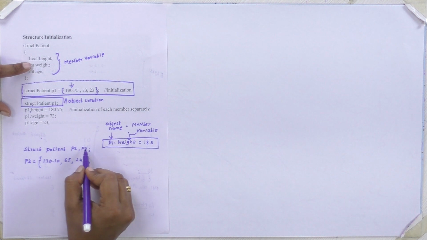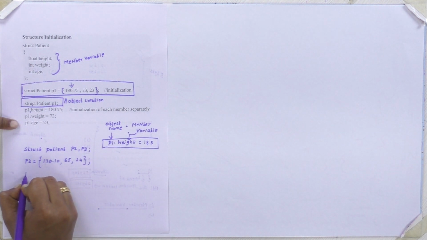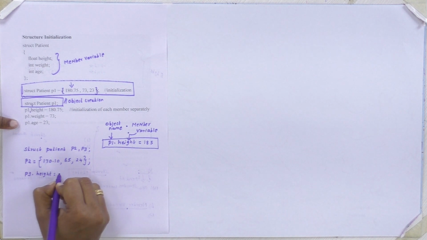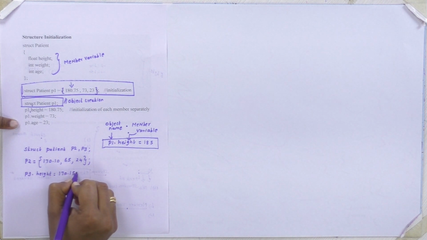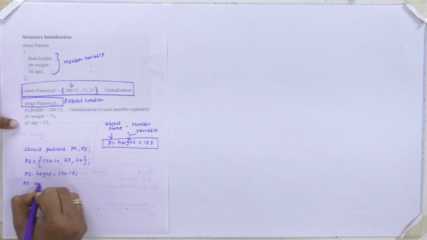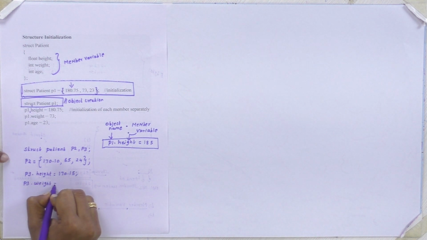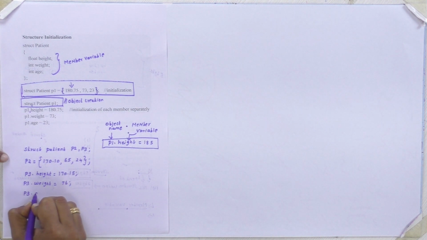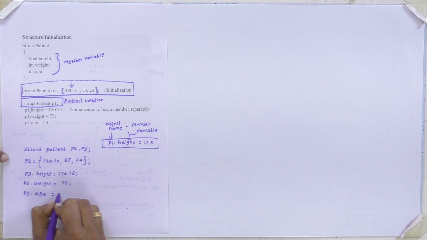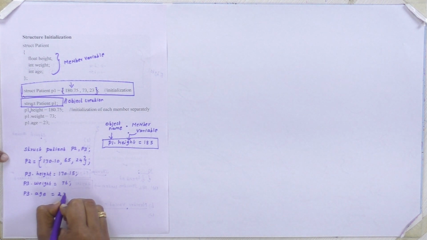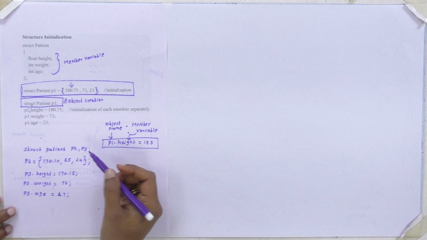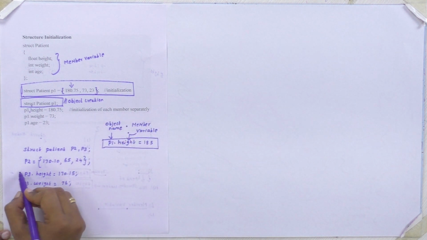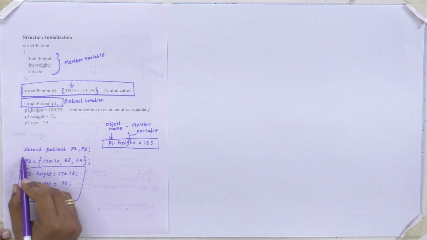Then by using P3 I am going to initialize the values separately. So P3 dot height equal to 170.15. Then P3 dot weight equal to 76. Then P3 dot age equal to 27. So like this you can create objects. Then by using an object you can initialize in either of the two ways.